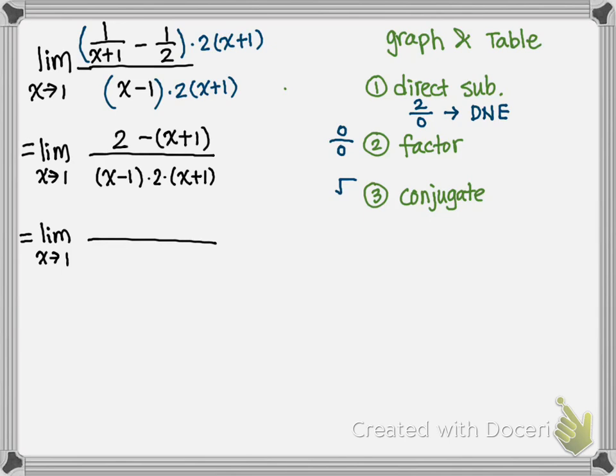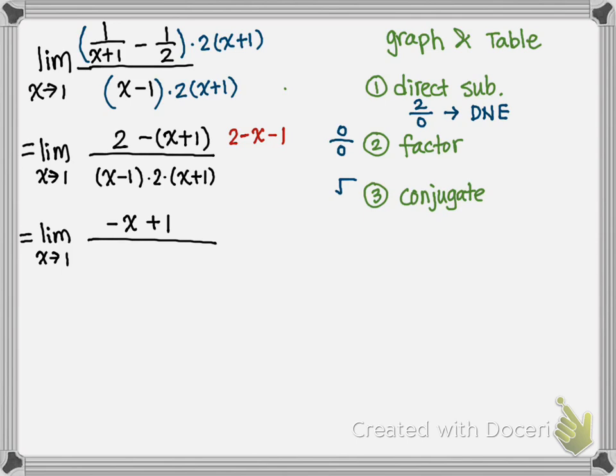Now on the top, we get 2 minus x minus 1. So it becomes minus x plus 1, okay? Because on the top, let me expand it here. You get 2 minus x minus 1. So you simplify this expression. Make sure you do it carefully so you don't make a mistake.